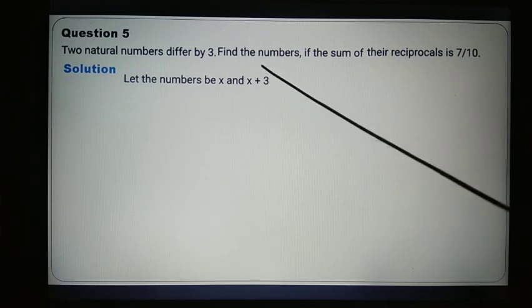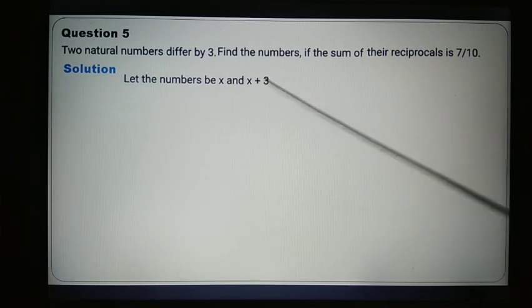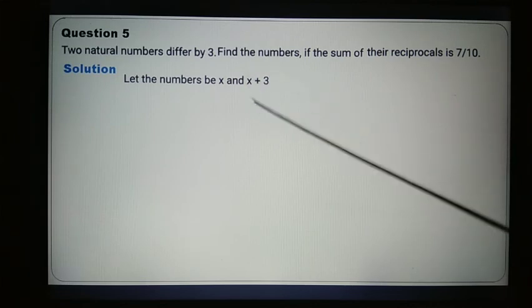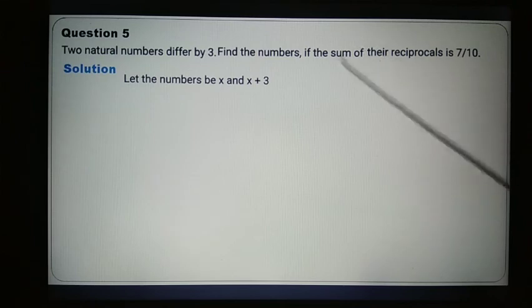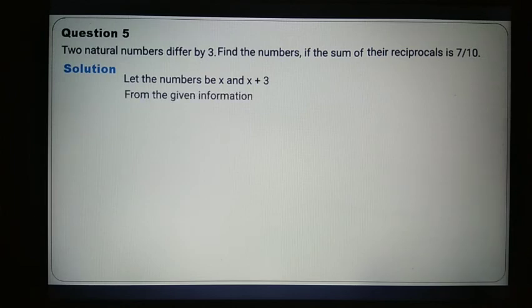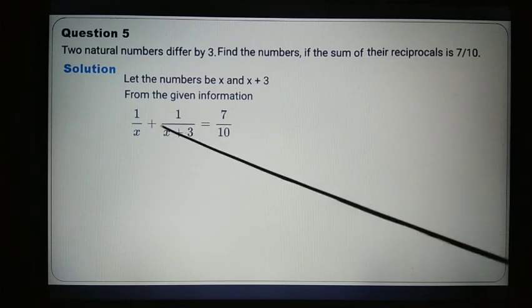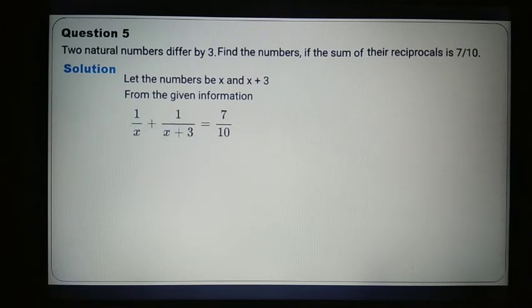Okay, similarly this can be written as x plus 3 divided by 1. So that's why the reciprocal of this is going to be 1 by x plus 3. Okay, now when you add those reciprocals, you will get 7 by 10. That's what the question is saying. So from the given information, we have this much. Okay, so that means sum of the reciprocals is going to be 7 by 10. Now from here, what we do is we will arrive at our quadratic equation.